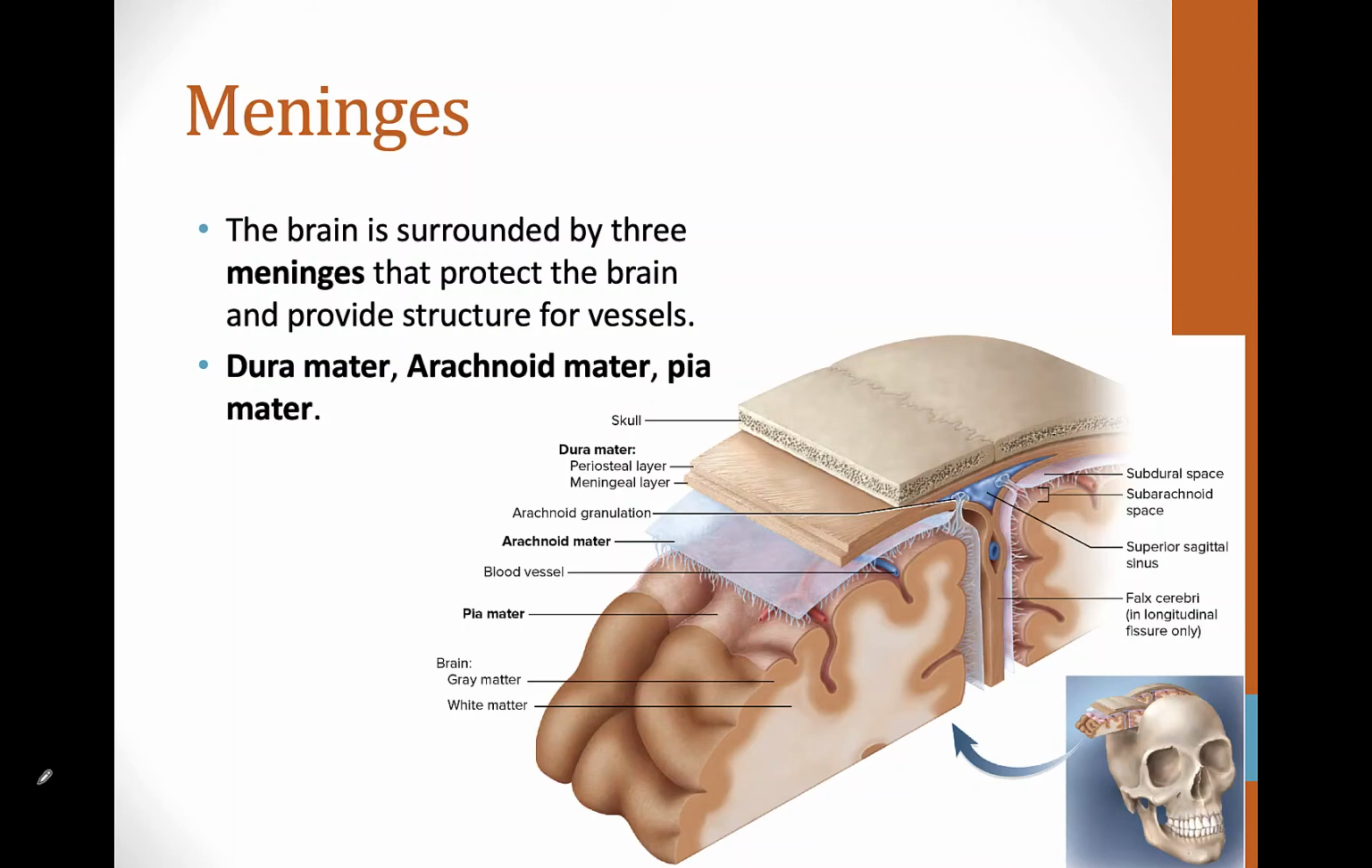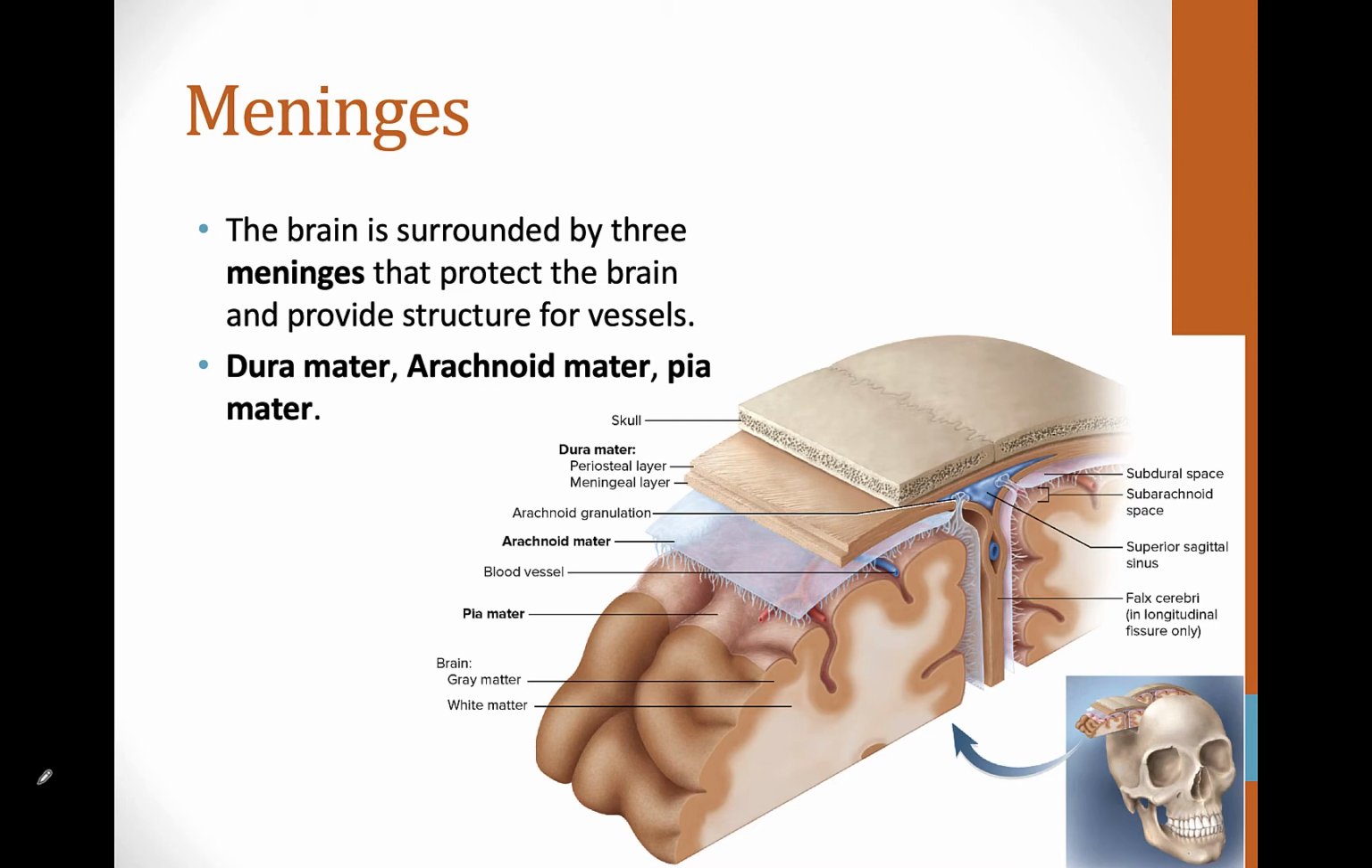So the brain, just like the spinal cord, is surrounded by meninges. These are layers of protective tissues that provide support, provide protection, and surround the brain. And they are the same three layers, the dura mater, the arachnoid mater, and the pia mater, that we saw in the spinal cord. There's only a few differences.